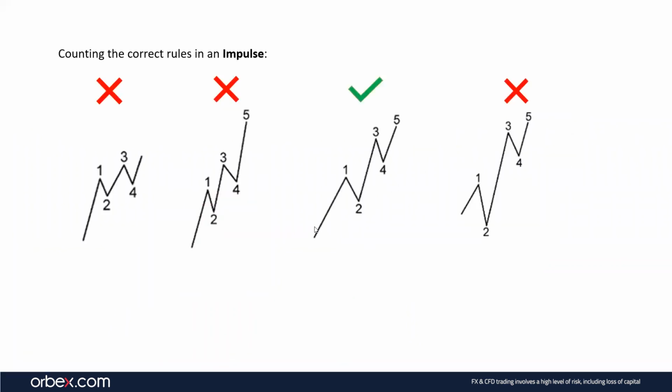We've also got this little pop quiz that I mentioned. As long as wave 3 is not the shortest, it can be accepted. Wave 2 can never enter the territory of the beginning of wave 1, like it has done here. Wave 3 can never be the shortest, and wave 4 can never end inside wave 1 either. So that's something else to keep in mind.